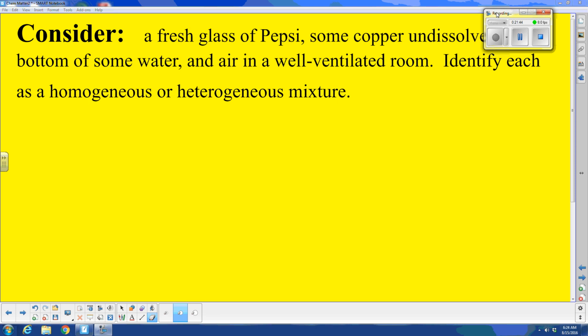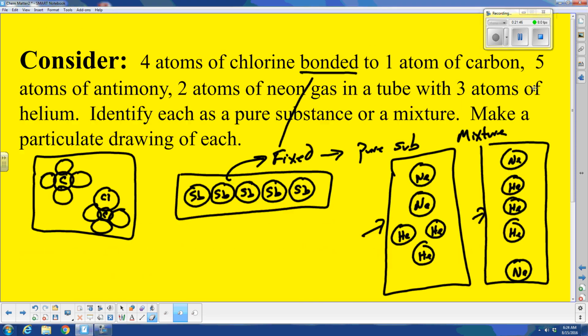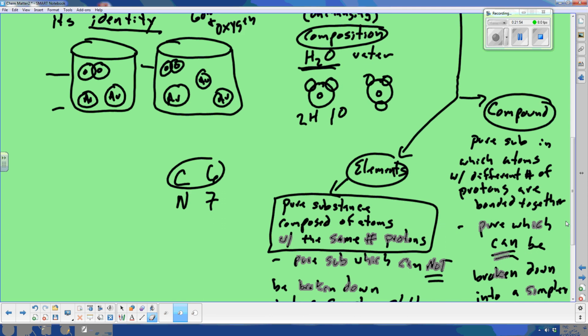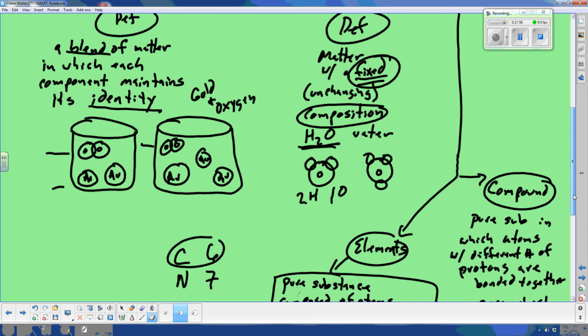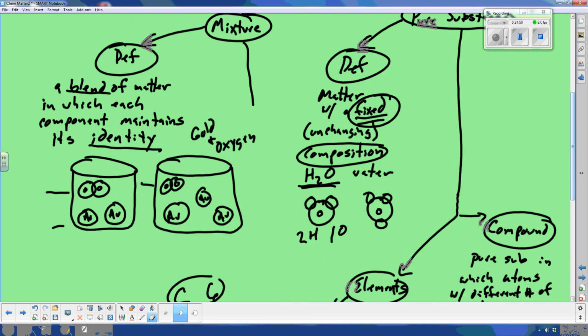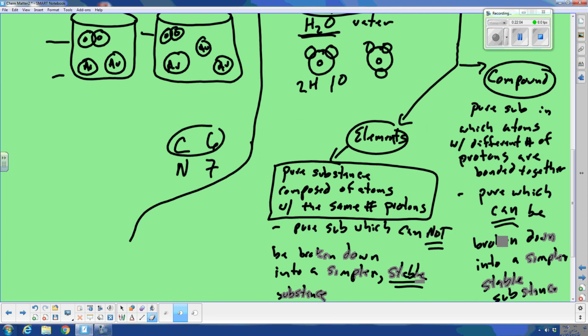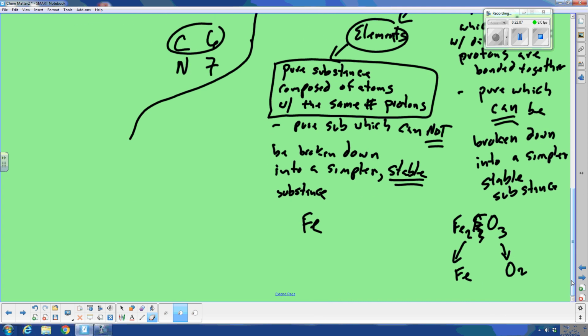So we need to go back to our questions. What's the difference between our types of mixtures? So we want to work off of mixtures up here. So let's come down, and we want to talk about the 2 types of mixtures that we're going to run into. And they are homogeneous and heterogeneous. Good. Those are our 2 types.